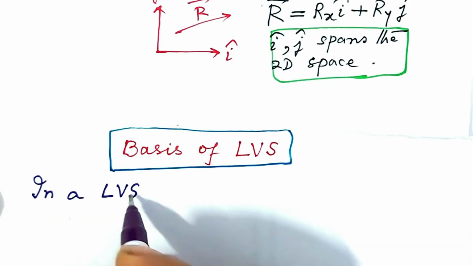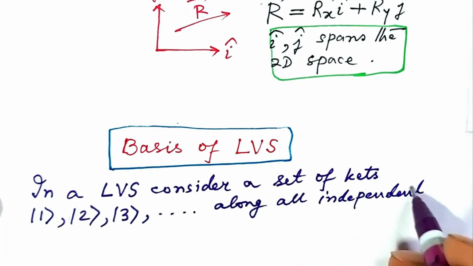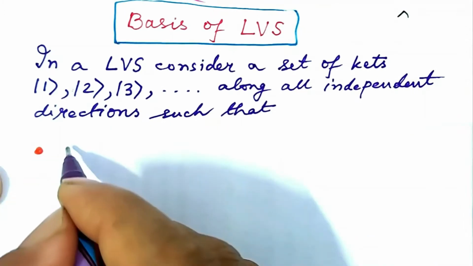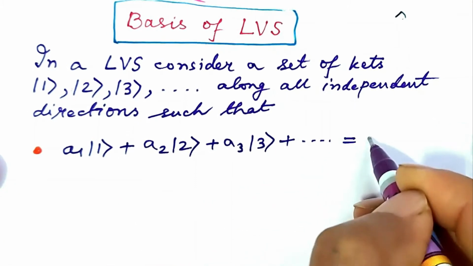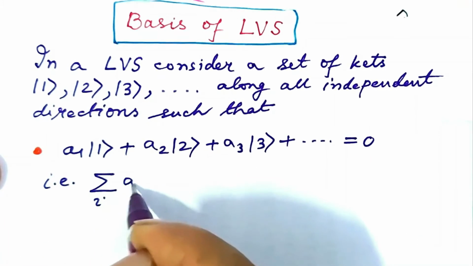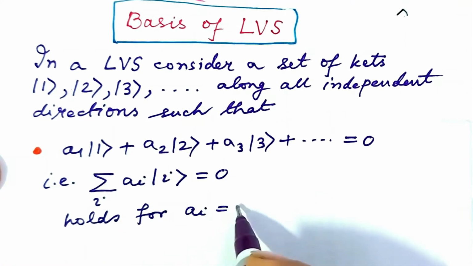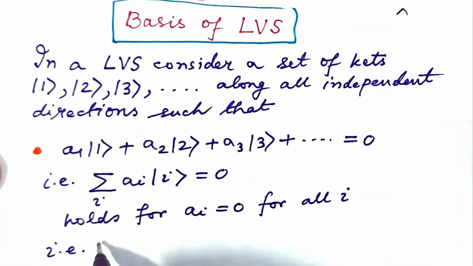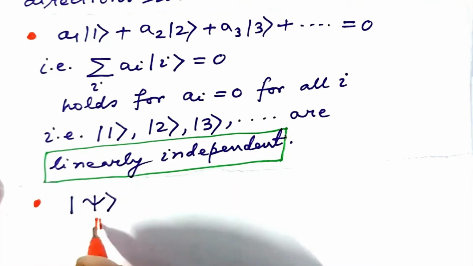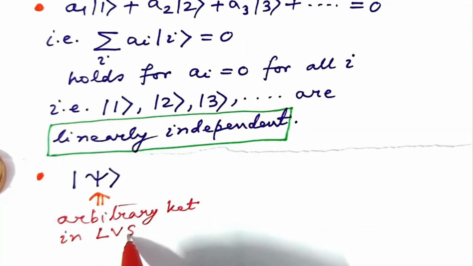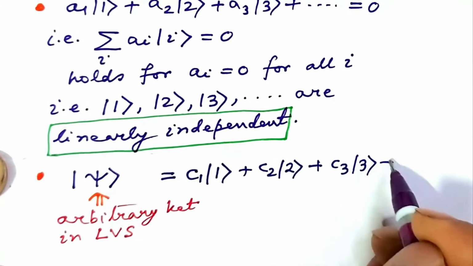In a linear vector space, consider a set of kets, ket1, ket2, ket3, etc. along all independent directions such that a1 ket1 plus a2 ket2 plus a3 ket3 plus etc. equal to 0, that is summation over i ai ket i equal to 0, and this holds for ai equal to 0 for all i. That is, ket1, ket2, ket3 etc. are linearly independent. Let ket psi be an arbitrary ket in the linear vector space expandable as c1 ket1 plus c2 ket2, c3 ket3 and so on.